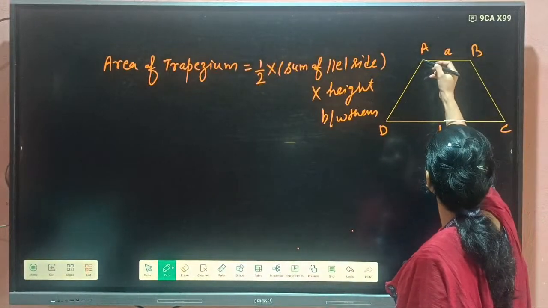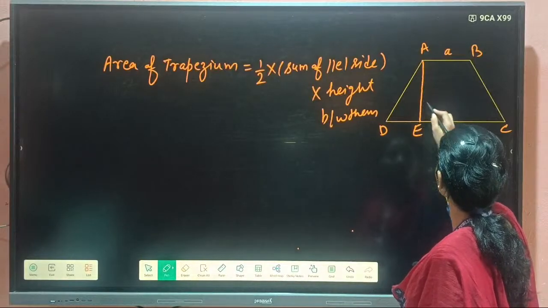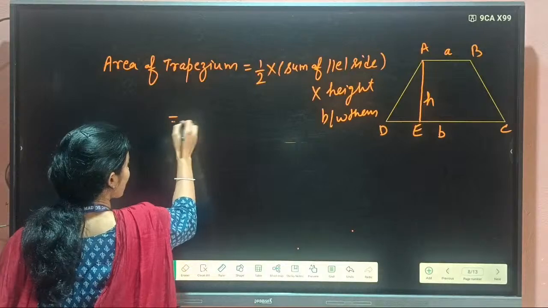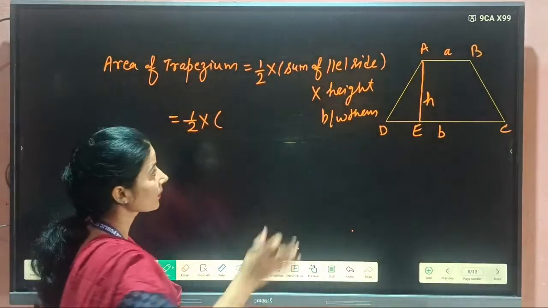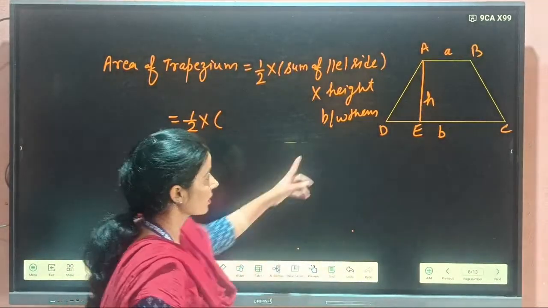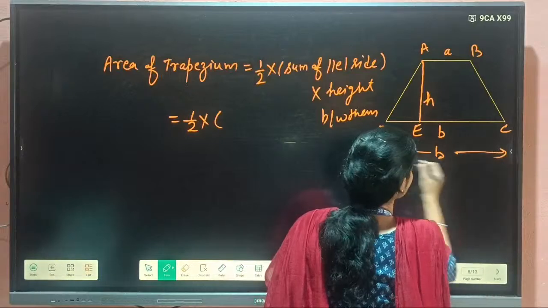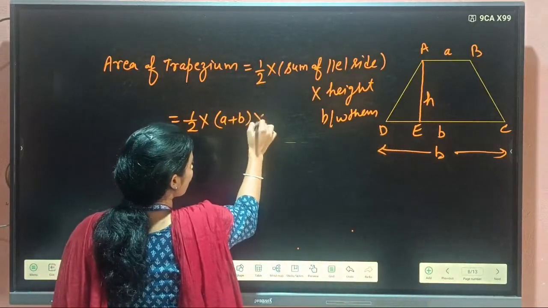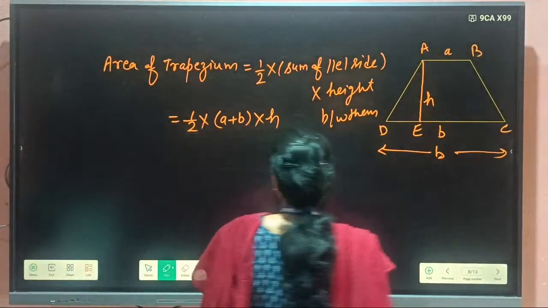Draw its height. So this point is E. This is H. According to this figure, 1 by 2 into the sum of parallel sides. Parallel sides are AB and this DC, this complete one is B. Then it will be 1 by 2 into A plus B into H.